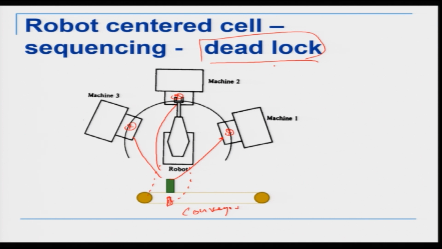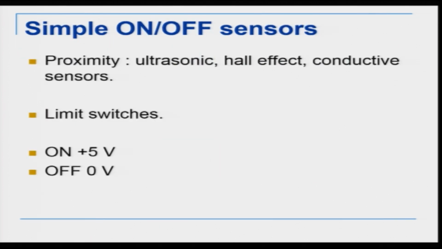So, the sequencing in the program is very, very important, and the sequencing should not lead to any kind of deadlock. One example of deadlock was explained here: the robot has picked up a part and these machines are all engaged, so the robot cannot do anything, it is completely deadlocked. So, sequencing is another aspect in a program that we have to be careful of, apart from the logic and the communication part. Now, how do machines communicate?